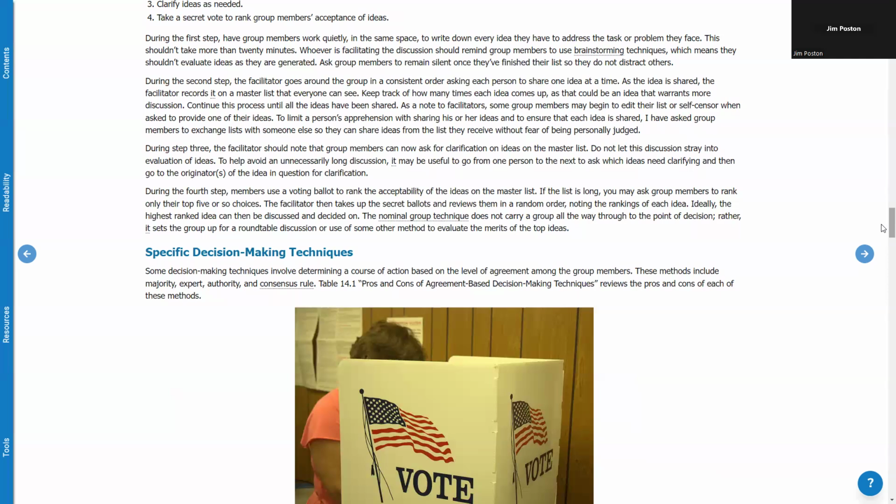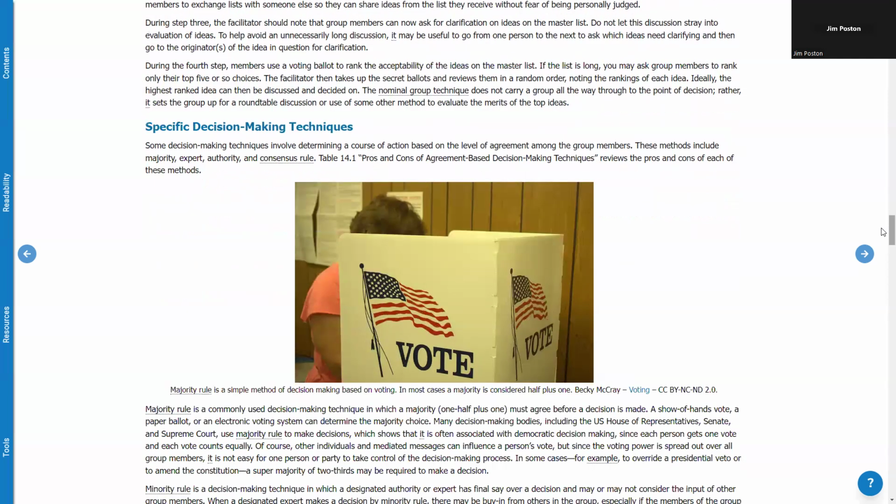During step three, the facilitator should note that group members can now ask for clarification on ideas on the master list. Do not let this discussion stray into evaluation of ideas. To help avoid an unnecessarily long discussion, it may be useful to go from one person to the next to ask which ideas need clarifying, and then go to the originator of the idea in question for clarification.